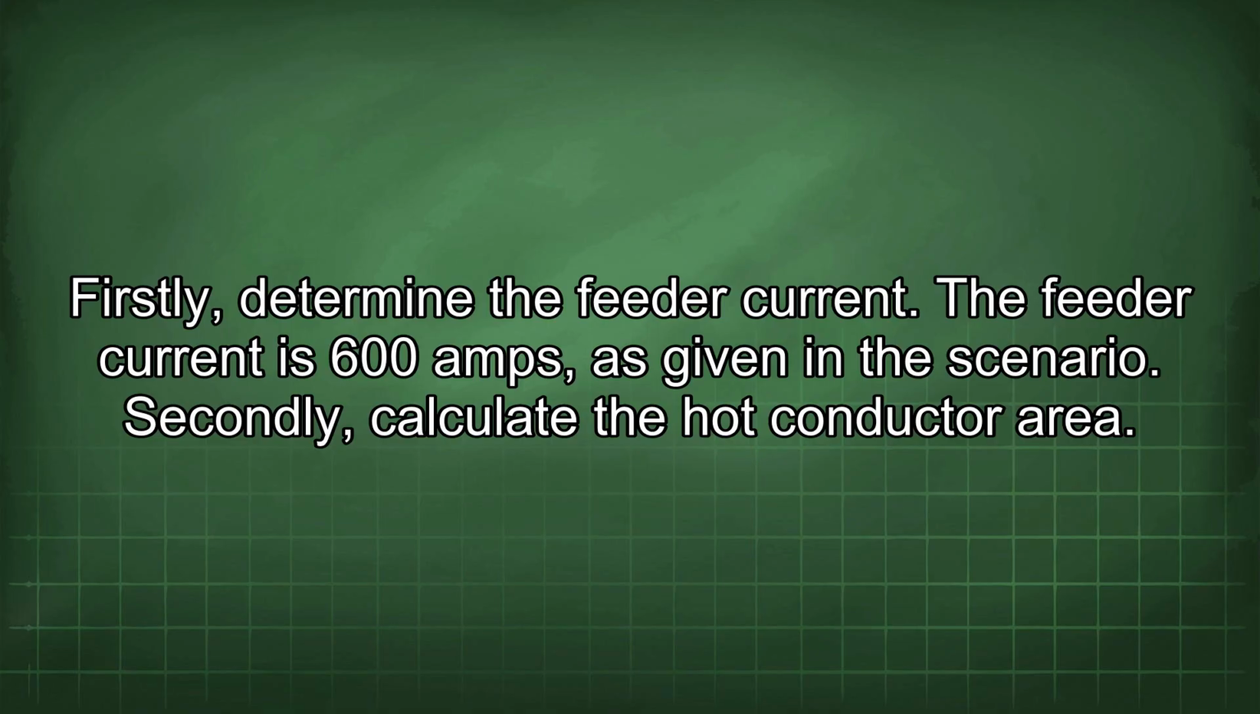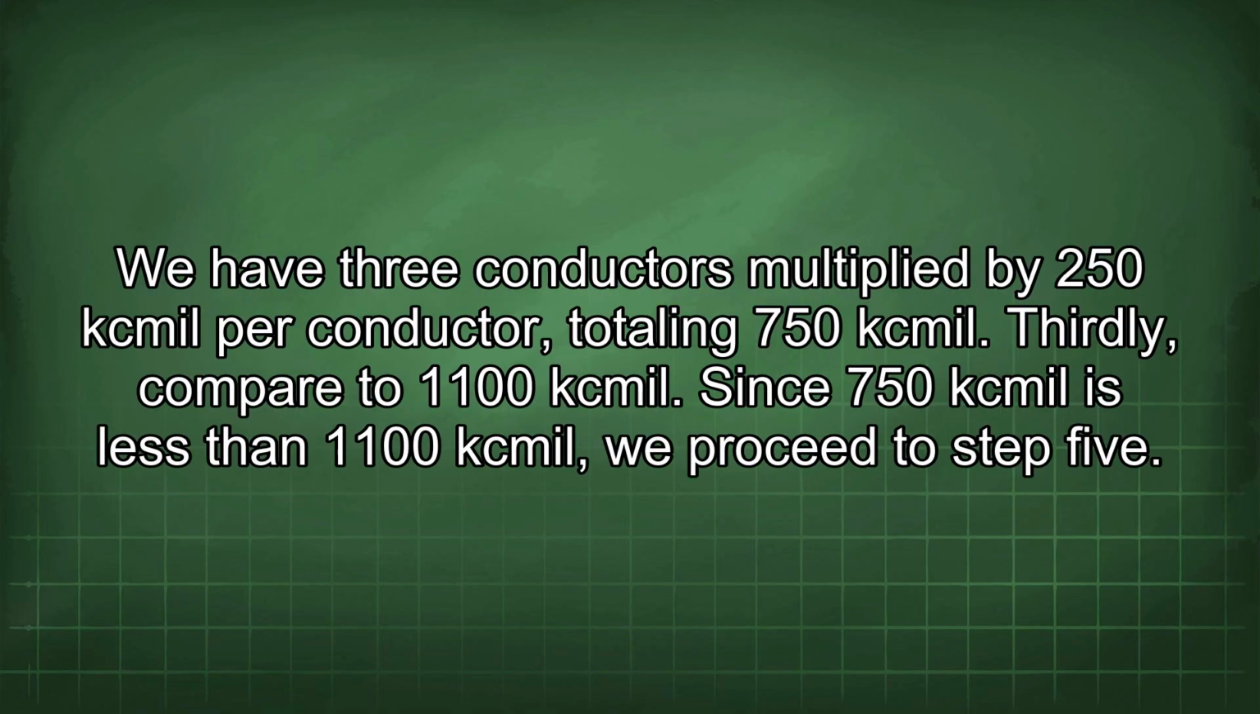Secondly, calculate the hot conductor area. We have 3 conductors multiplied by 250 kcmil per conductor, totaling 750 kcmil. Thirdly, compare to 1100 kcmil. Since 750 kcmil is less than 1100 kcmil, we proceed to step 5.